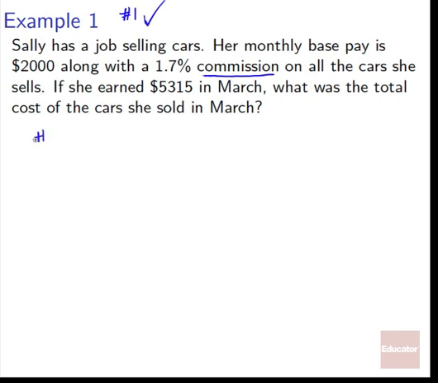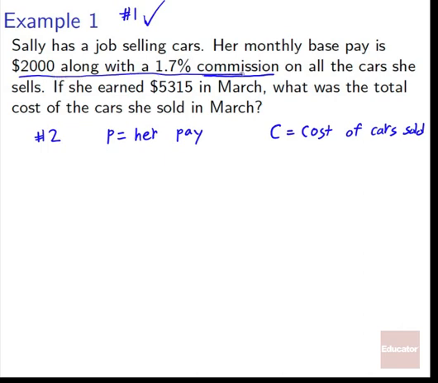So number two, what are the things that we need to know? Well, P, we want to be able to talk about her pay, right? How much does she get paid? So we want to have some way of being able to talk about how that varies based on her commission. So how about we make C equal not commission, but the cost of cars sold. So this is the amount of money she makes off of the cars she sells. Now let's figure out a way of being able to make this $2,000 along with 1.7% commission into something. So she gets $2,000, right?